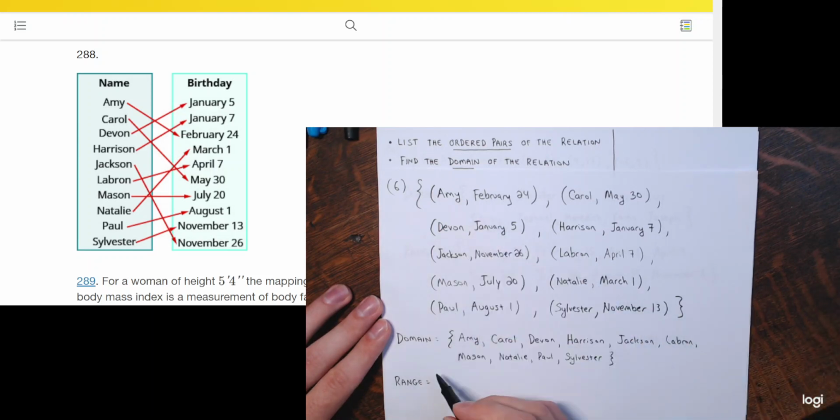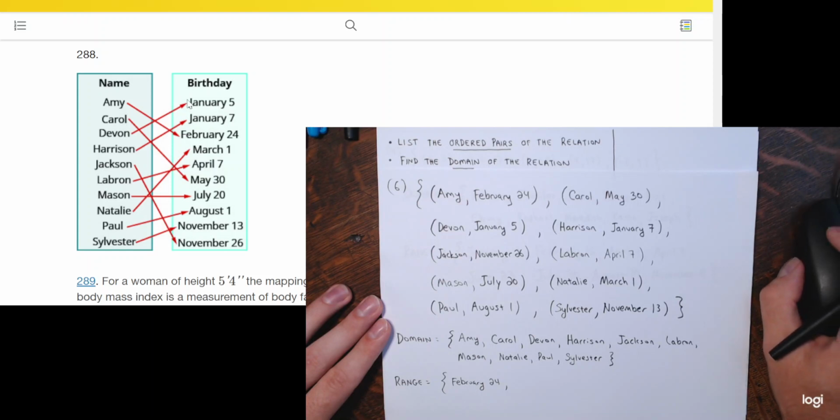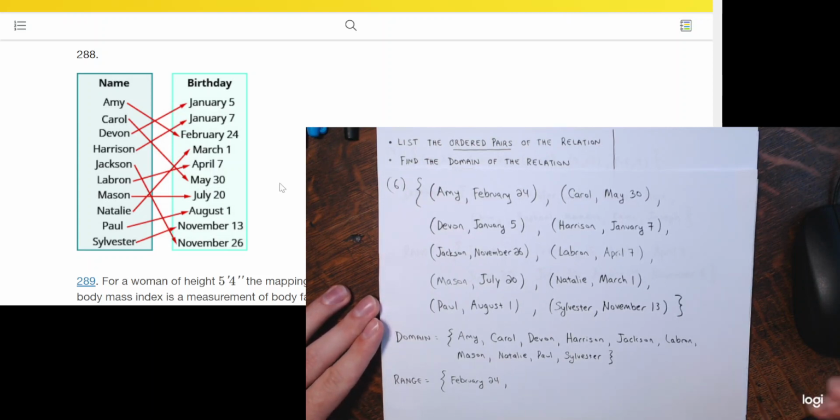And these are all the birthdays. February 24th for Amy's birthday, and then May 30th, and again, no need to repeat anything. Now, notice that in this particular picture, there isn't any birthday with more than one arrow coming to it, so there are no repeats. So you're going to have all 10 birthdays in this set. Just like before, I'm going to write them all out, and when you see the video, you'll see them all pop up on screen when I'm done.